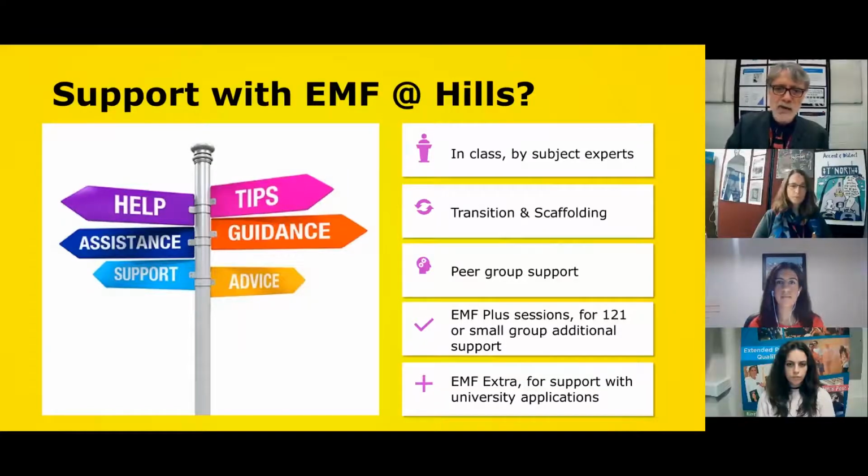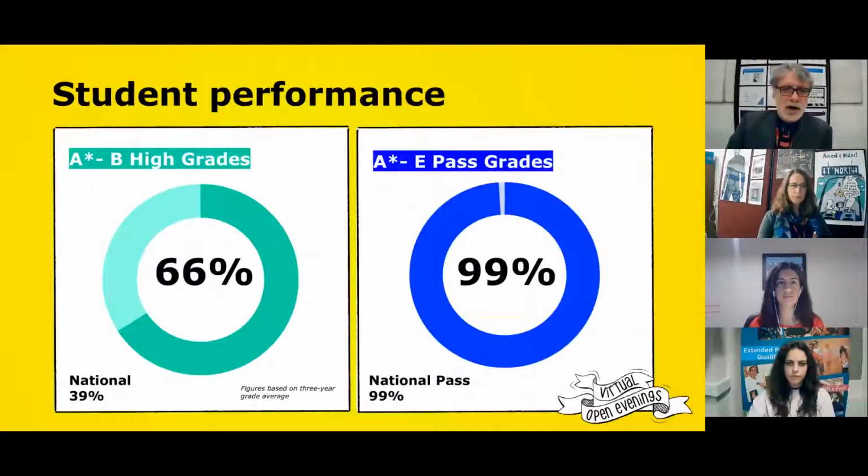Okay, again, any more questions on that, we'll be happy to answer them. Okay, and there's just a couple of slides here on student performance. So this is based on a 3-year average. So in English language, we get 99% pass rate on a 3-year average. So that probably means one student in 3 years was not able to pass.